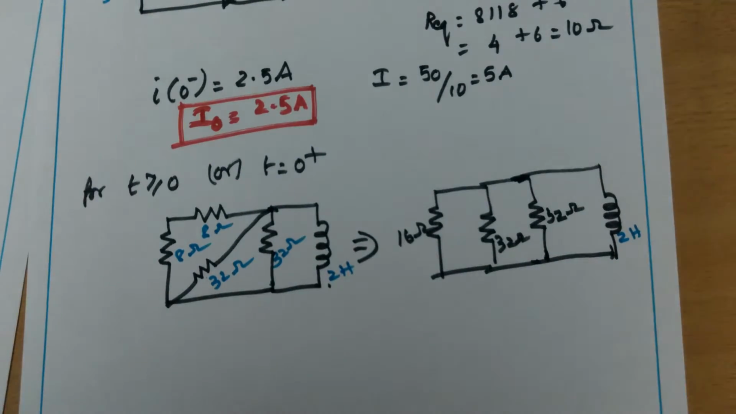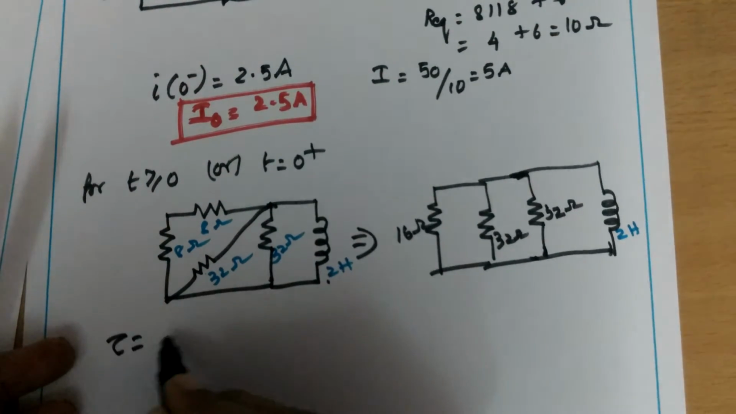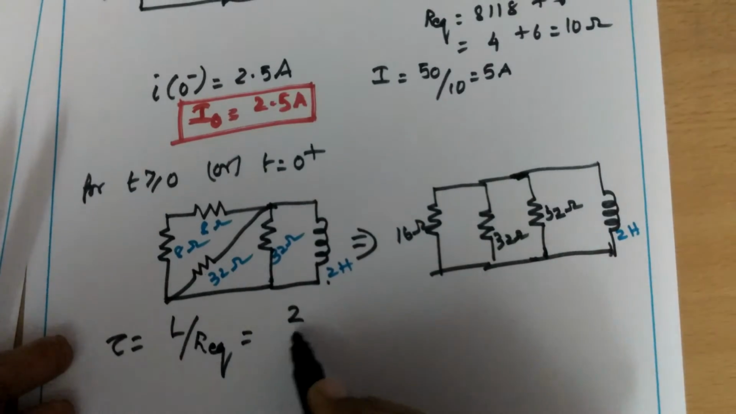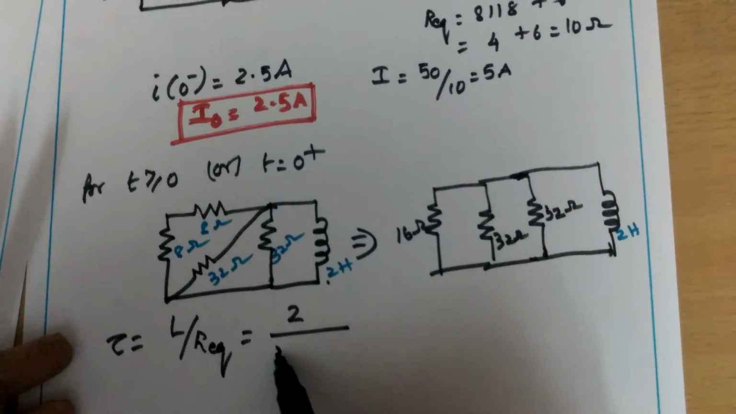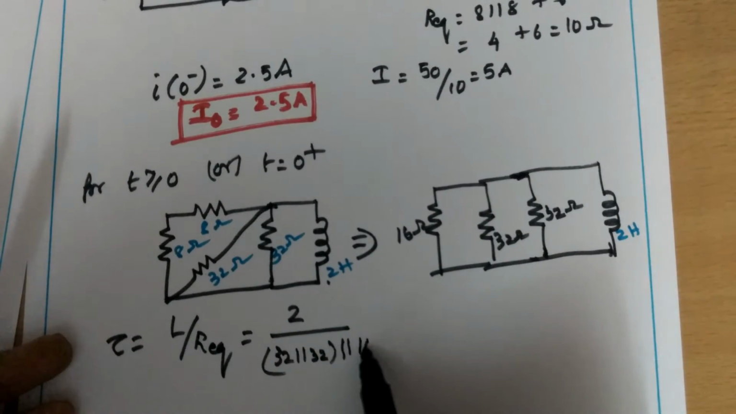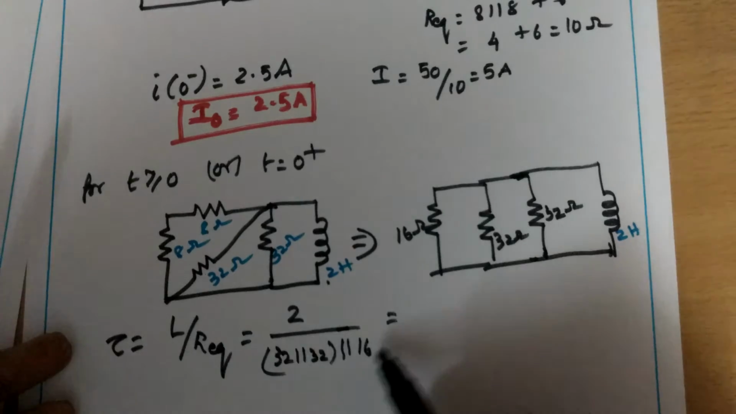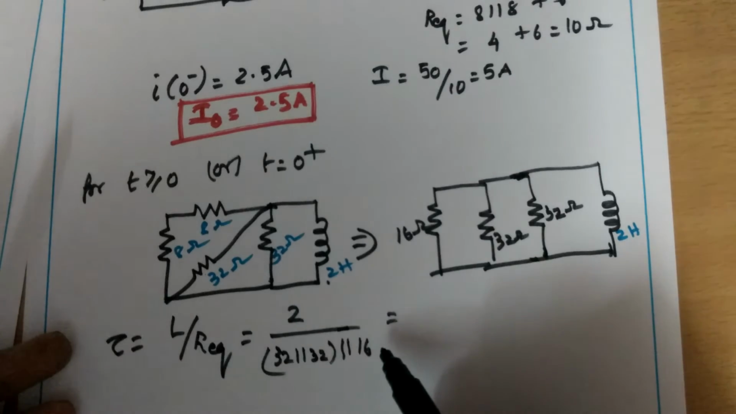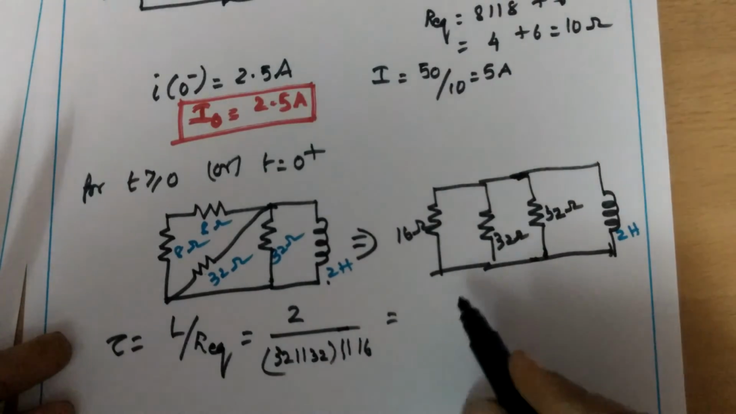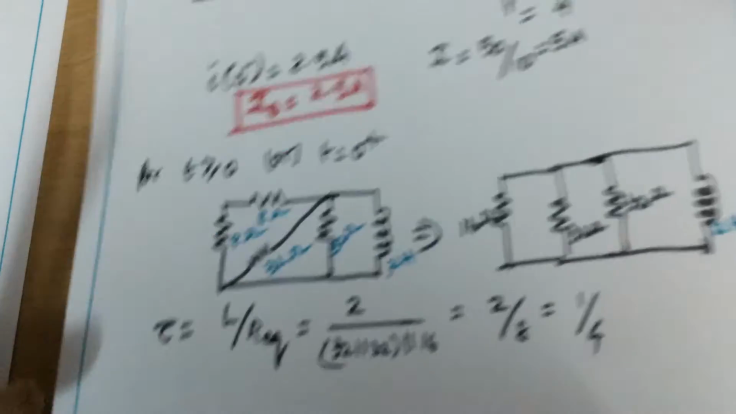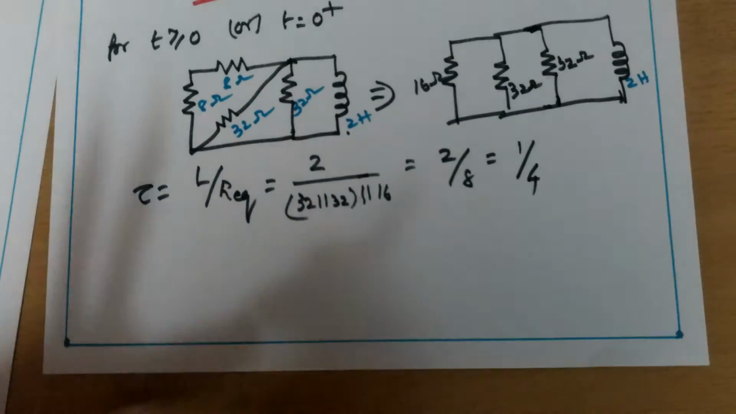So now we will find the time constant tau equal to L by R equivalent. So here L value is 2, R equivalent is 32 parallel with 32, which is in parallel with 16. So two resistances are identical. So 32 divided by 2 is 16. 16 parallel with 16, that is also identical. So 16 divided by 2 is 8. So 2 by 8, that is equal to 1 by 4.